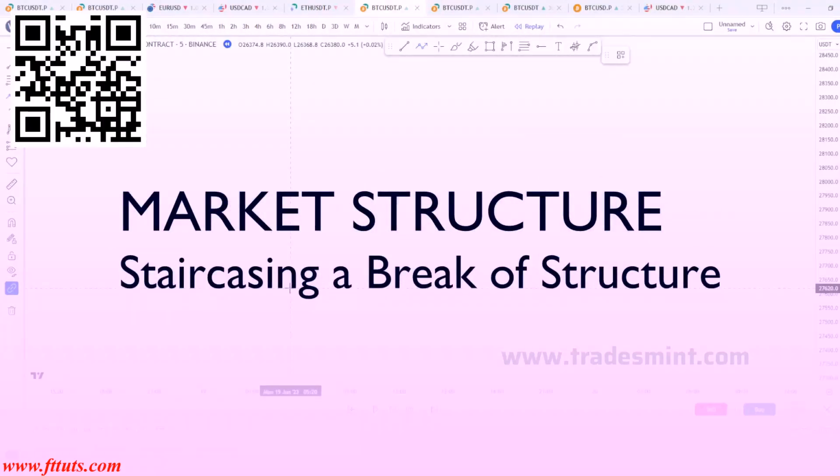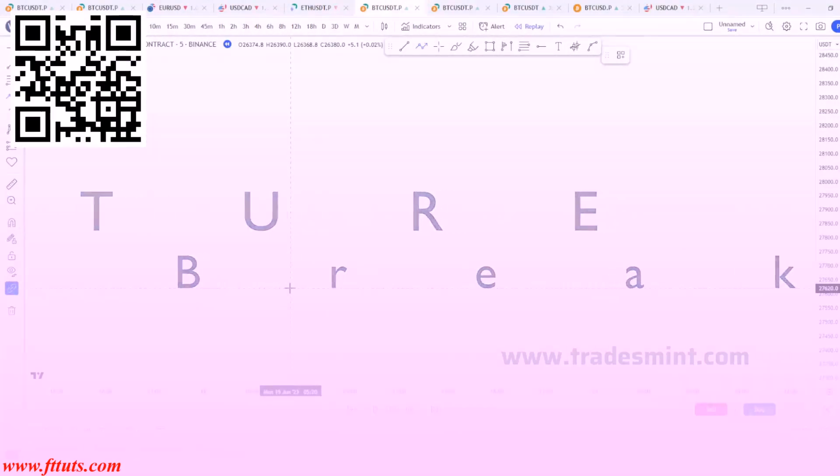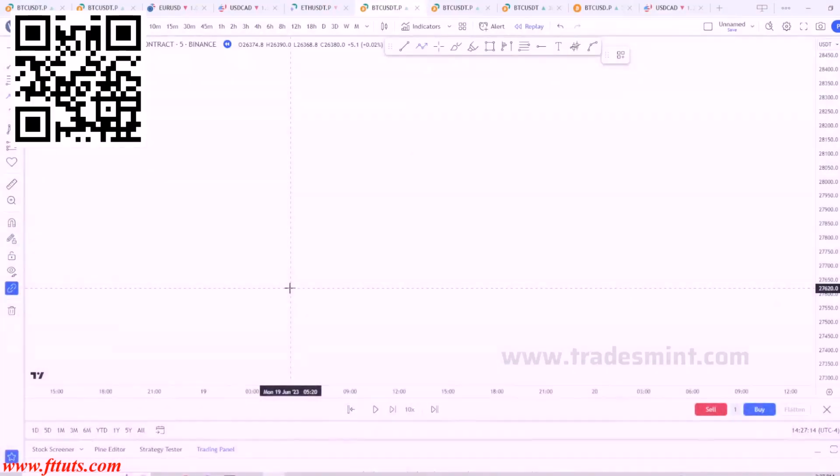We're going to actually talk about staircasing a BOS, or rather break of structure. And by break of structure, you should know by now I'm referring to market structure. So this can have its ups and downs, of course, just like with anything in trading. You may opt to do this only sometimes, but not always. In fact, that's what I tend to do. And we'll be talking more about that as the lesson progresses as we show various examples.